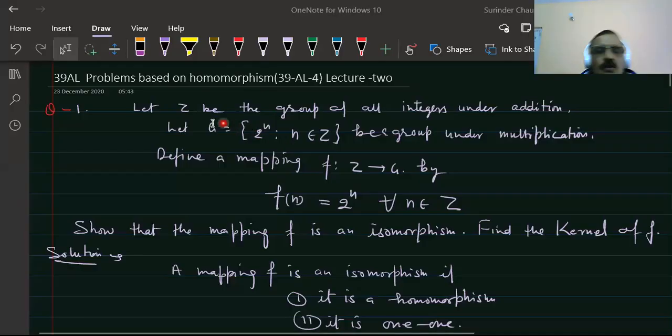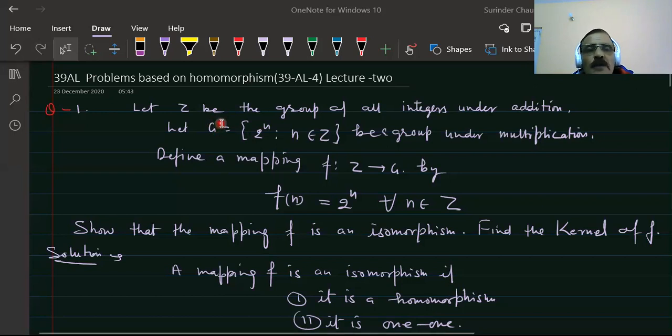Hello students, in the first lecture of this chapter, we had defined homomorphism, epimorphism, isomorphism, endomorphism, automorphism, isomorphic groups, homomorphic images and the kernel of a group. Now in this lecture, we will solve problems based on that.